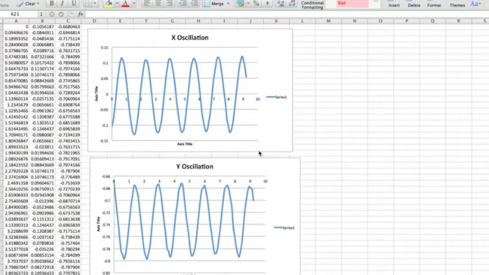Question 2. Here are the two oscillations of x and y graphed. The periods of oscillation are very close, but when we analyzed the video, we saw that the x oscillation period is just a bit longer.